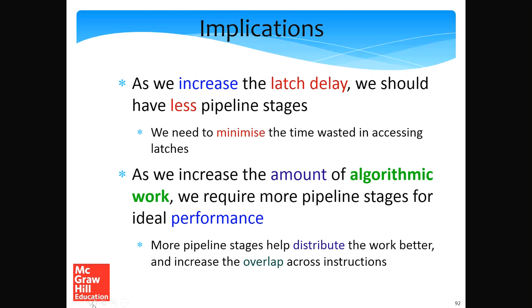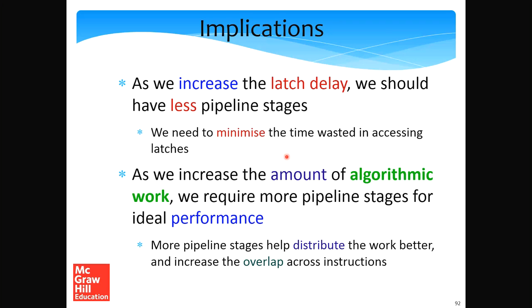Before moving to a non-ideal pipeline, we'll just spend a quick half a minute discussing the implications of all the math that we did. So the first thing is that as we increase the latch delay, we should have fewer pipeline stages, right? A lower number of pipeline stages. This is because we need to minimize the time wasted in passing through latches, accessing latches.